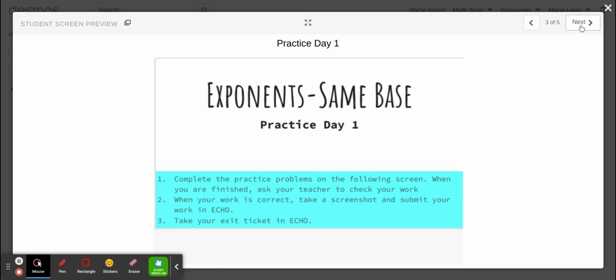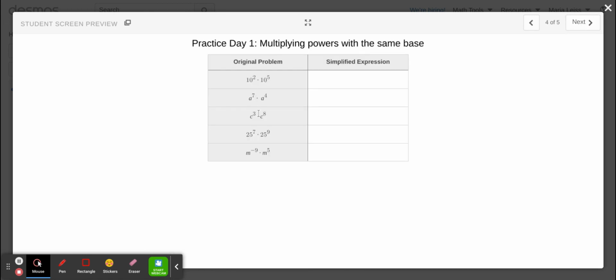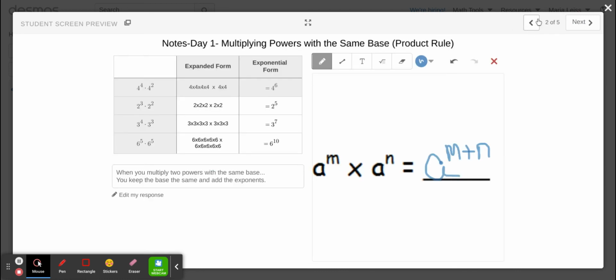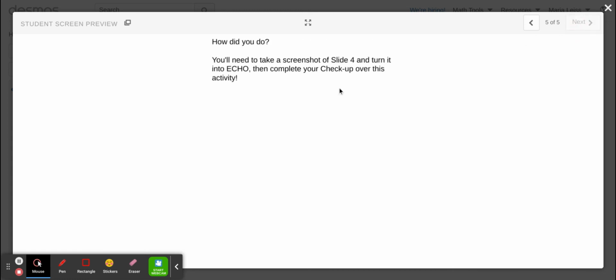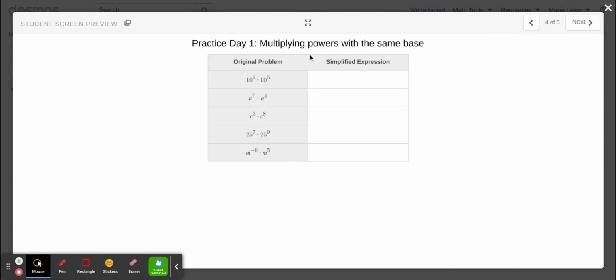Next slide, here's what you got. Now you're going to practice these problems. You have 1, 2, 3, 5 problems to practice. Come back to the notes when you forget what to do. You've got these examples, you've got words. Complete these 5 problems. When you're finished, if you go over here, you'll see it says take a screenshot of slide 4. This is slide 4. Take a screenshot of that.